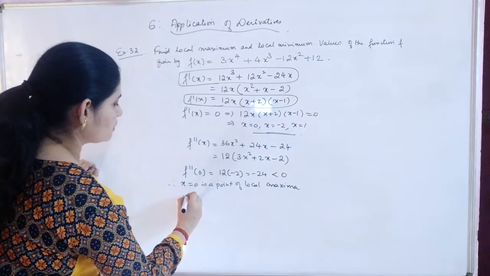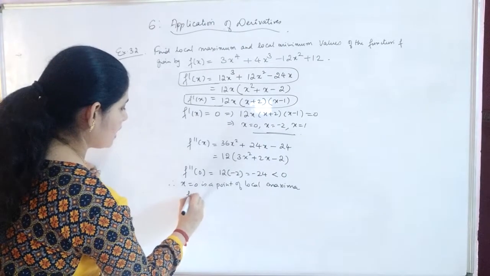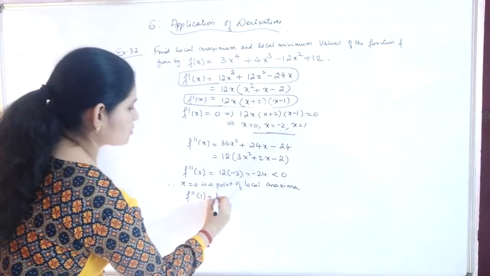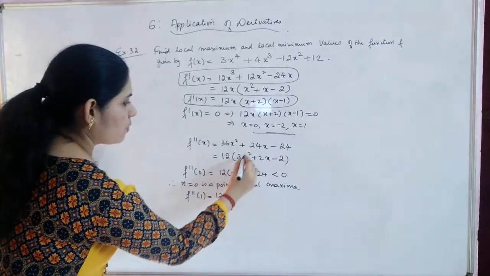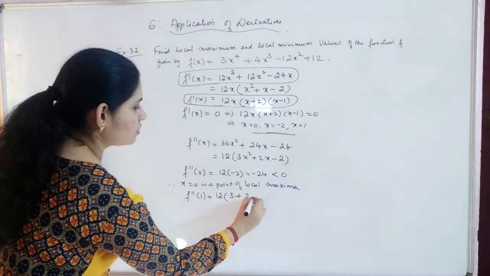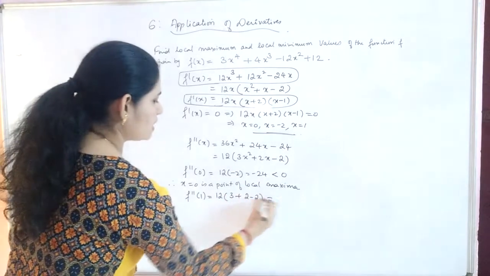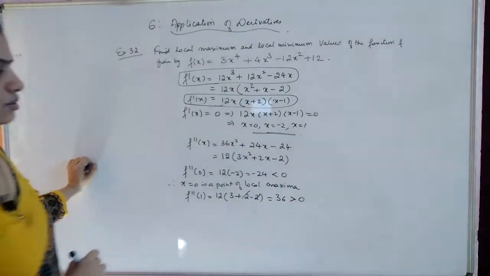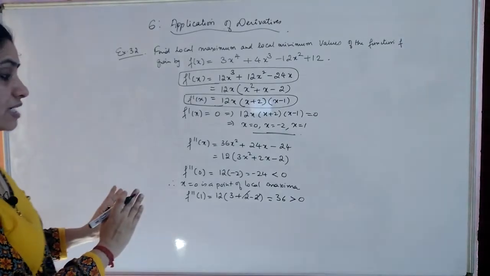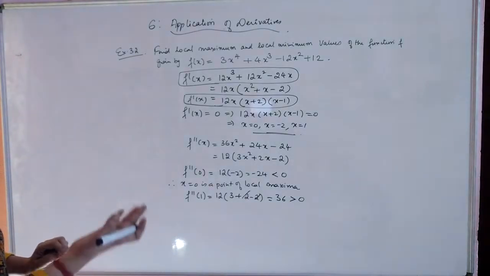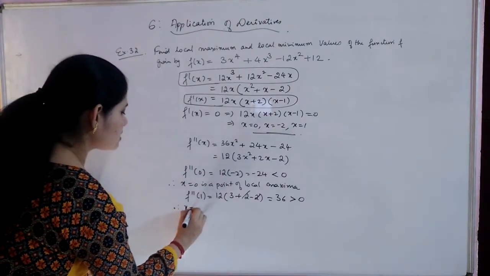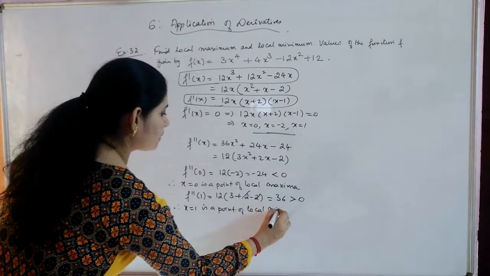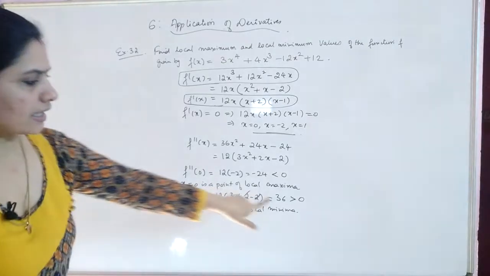For the second one, x equal to 1 it is, no? Okay, f double dash of 1. Again replace x with 1 in f double dash of x. So 12 into 3 into 1 square will give you 3 plus 2 minus 2. So you are getting it to be 36, which is greater than 0. So 36 greater than 0 means f double dash of x at x equal to 1 is greater than 0. That means the point x equal to 1 is a point of local minima. Understood? Greater than 0, minima.